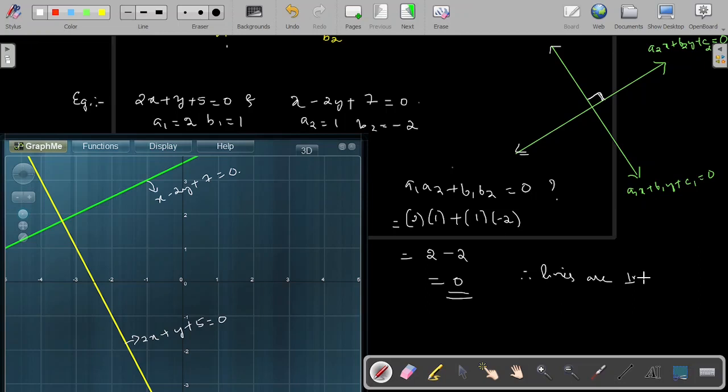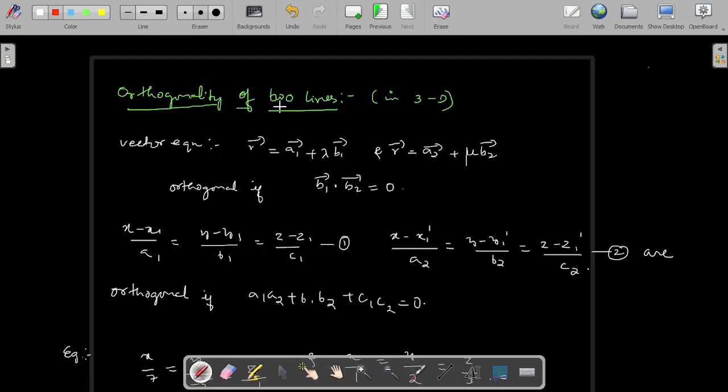Here the lines are given in 2 dimensions. Now let us see how to check the orthogonality of lines in 3 dimensions. Any line in 3 dimensions is represented using a vector equation or using a Cartesian equation. If a line is represented using a vector equation, then it is given as r vector equal to a1 vector plus lambda into b1 vector, and r vector equal to a2 vector plus mu into b2 vector, where b1 and b2, these two vectors, give the directions of the given two lines.